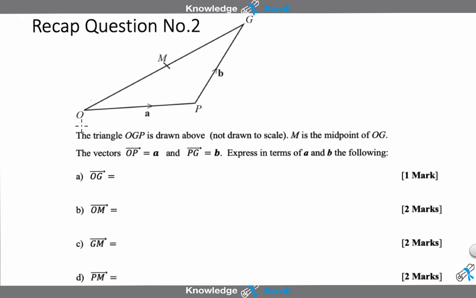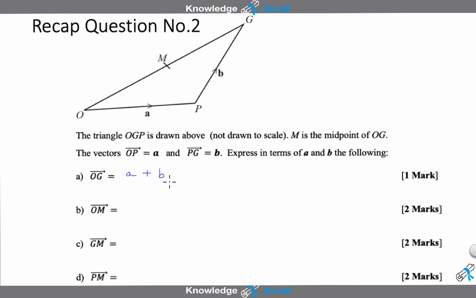Now looking at our diagram, if we start at O and we want to go to G, we must first travel to P and then from P to G. So to represent that as a vector path, it would be the vector path A plus the path called B.